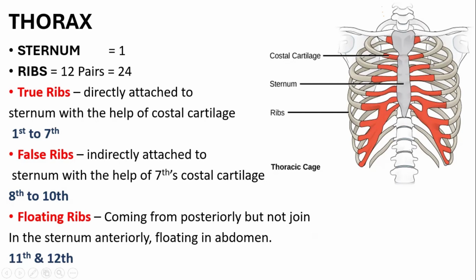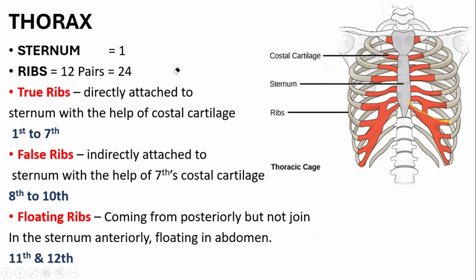Now, you can see the ribs 1, 2, 3, 4, 5, 6, 7. All these 7 ribs are joining the sternum directly with the help of costal cartilage. You can count with me: 1, 2, 3, 4, 5, 6, and this 7. All these 7 are connecting to the sternum with the help of costal cartilage. This red part is known as the costal cartilage, as you can see here.